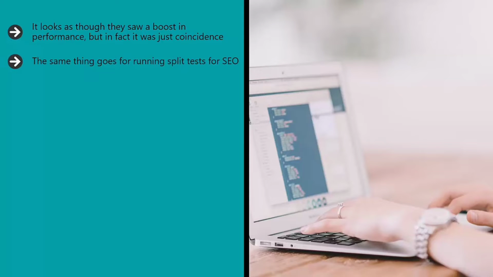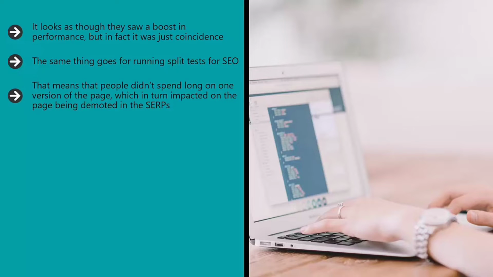The same thing goes for running split tests for SEO. If you have two versions of a website and one enjoys a bigger boost in SEO than the other, then this could potentially be a result of one page having lower bounce rates than the other. That means that people didn't spend long on one version of the page, which in turn impacted on the page being demoted in the SERPs. But what if the reason that the one page had higher bounce rates was simply that it was lucky, that the people who went there happened to be in less of a hurry?